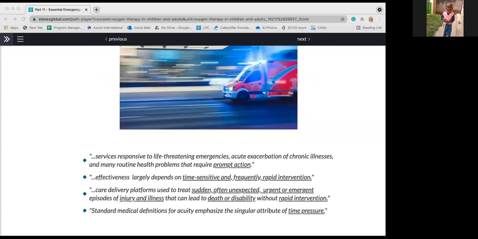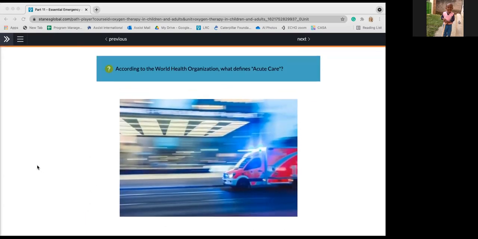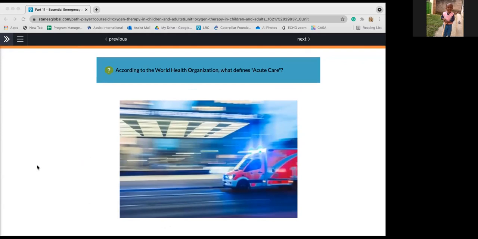I can see another answer: acute care is short-term treatment for severe illness. I can see Daniel: to respond to a life-threatening condition as quickly as possible. Yes. Okay. Keep giving your thoughts about that.